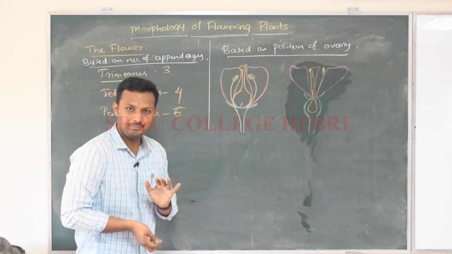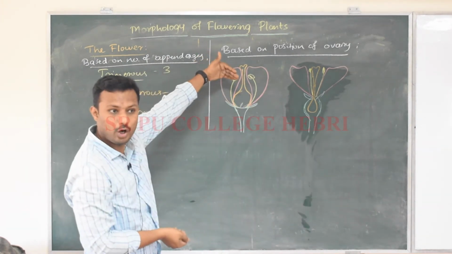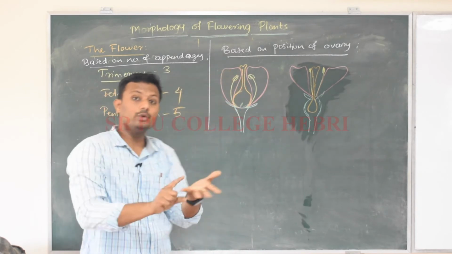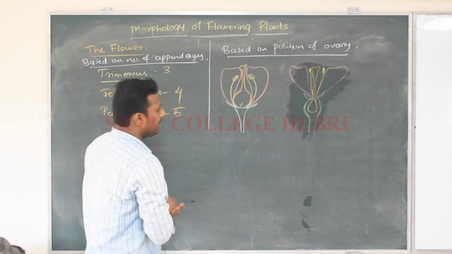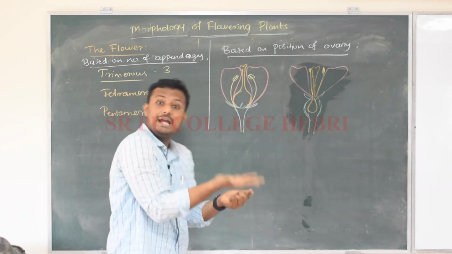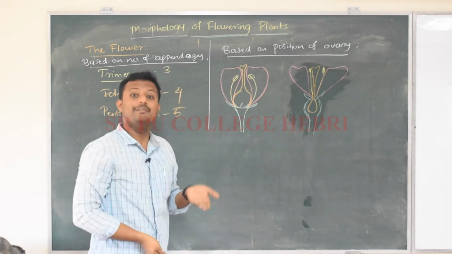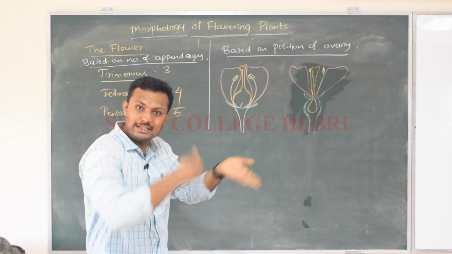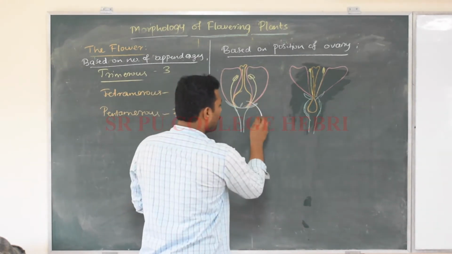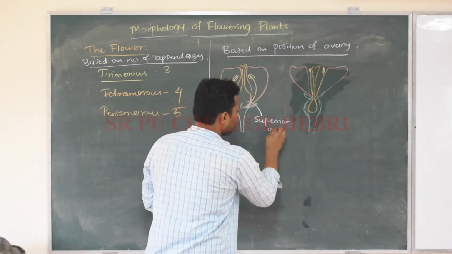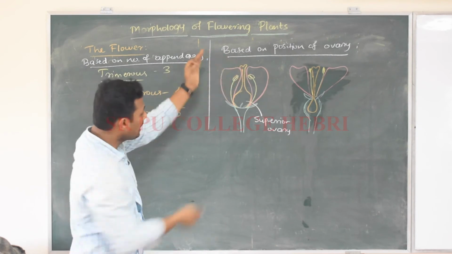What difference can we see here? The position of the ovary is above all other organs or all other whorls of a flower. That means when you look at the position of the androecium, when you look at the position of the calyx and corolla, all of them are arising from the base of the ovary. Yes, that means when all of them are arising from the base of the ovary, which is also meaning what? Ovary is present above all of these whorls, right? That is why the ovary here can be called as superior ovary.